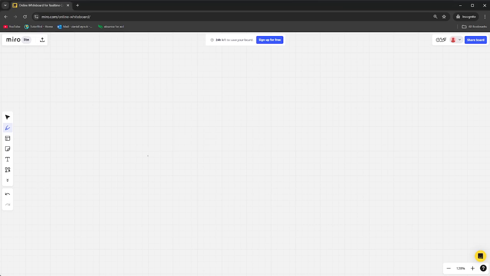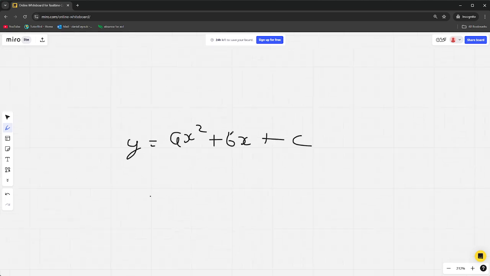Hello everyone. Today we're going to be looking at factoring, and specifically on cubic functions. So, quick review: when we're factoring quadratics, we have a function in the form y equals ax squared plus bx plus c. This is a standard form quadratic, and quadratic just means exponent 2.